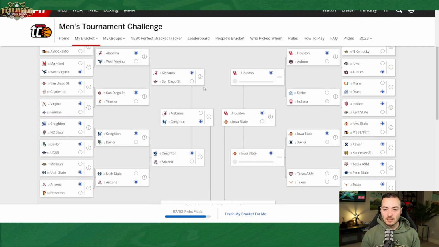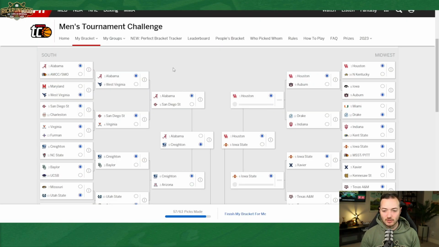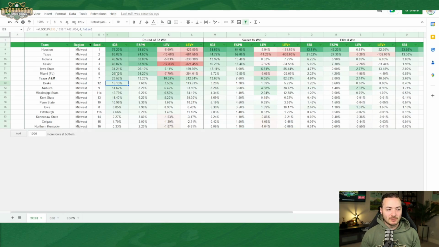Over to the Midwest, we need to do Drake and Indiana, and we need to do Texas A&M and Texas. This is also kind of another really tough spot because everybody has Texas going through. Everybody has Indiana going through. Yeah, and so they're super negative leverage here.